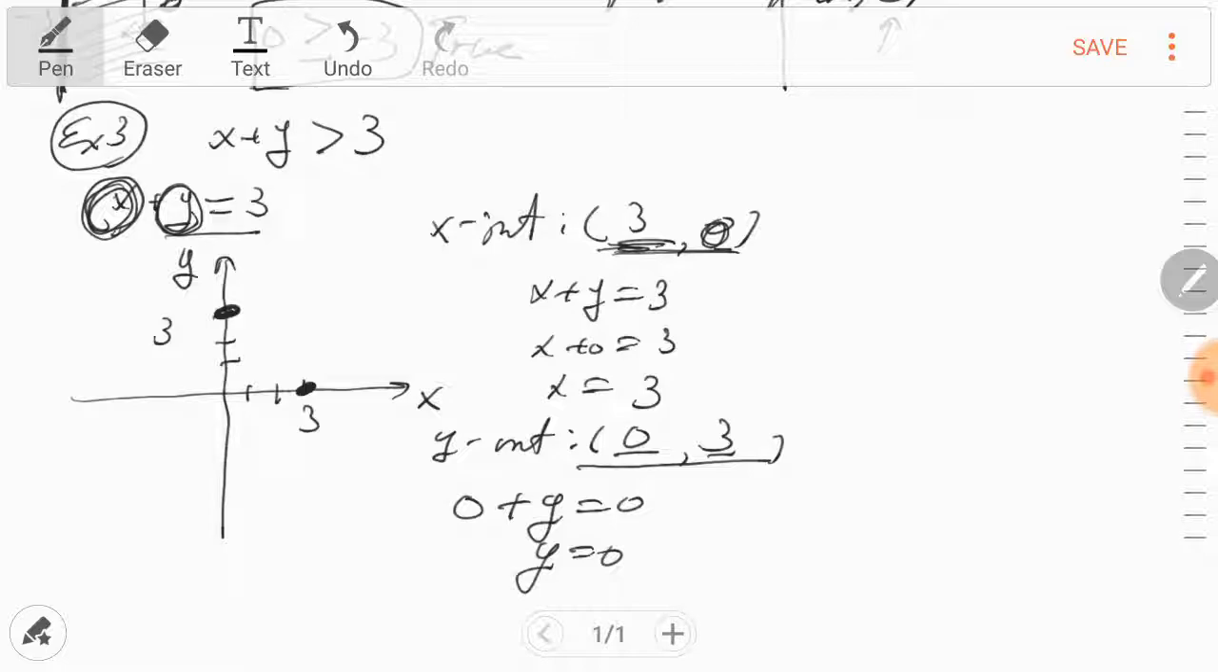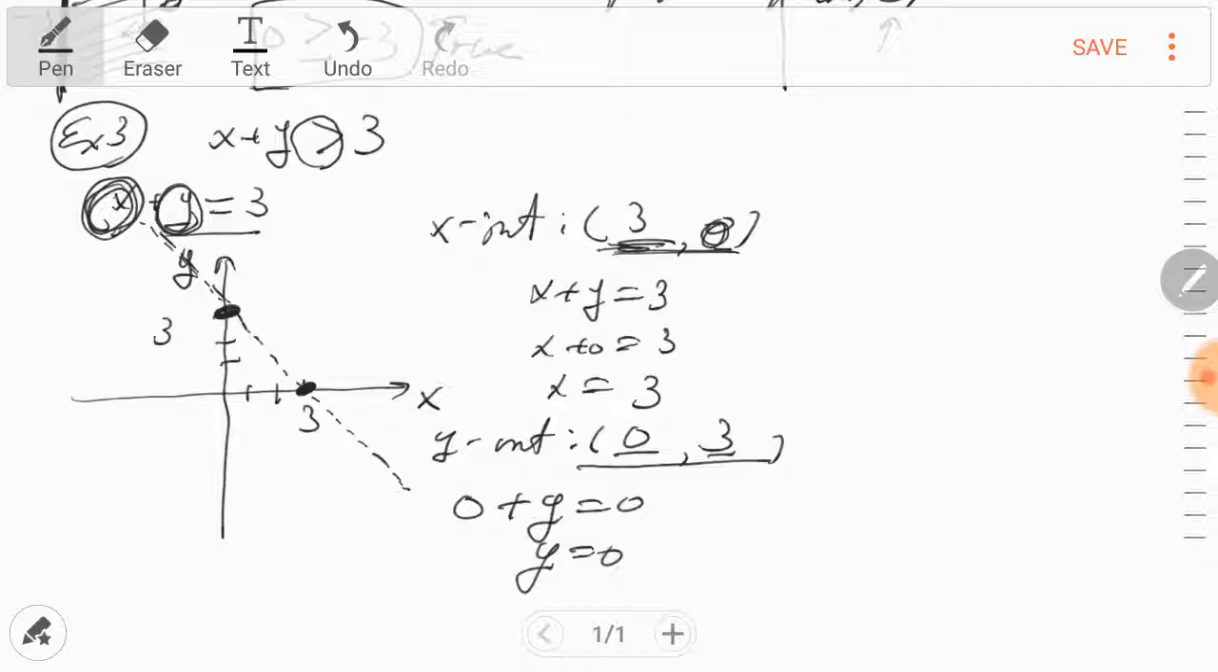Connect these 2 points to draw a straight line. Since the inequality does not have an equal sign, we will draw a dotted line. The reason we sketch the dotted line is that all the points on the line are not included in the solution. Then we need to select the side: is it above the line or below the line that will be the solution?